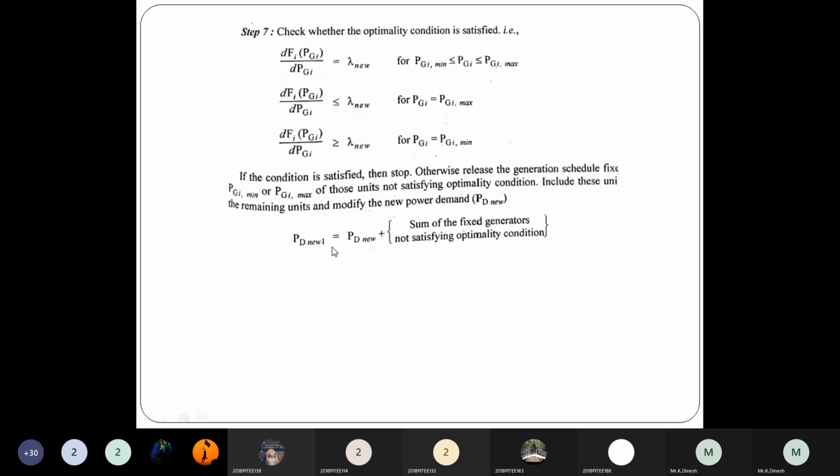So the PD new is a new one. Already we have PD old, PD new, and PD new one. So this is the demand. At the end of all the iteration process, I have the demand PD new one, which is PD new plus the sum of the generation not satisfying the optimality condition. So this is the corresponding algorithm, economic dispatch within the limit or without the limit.